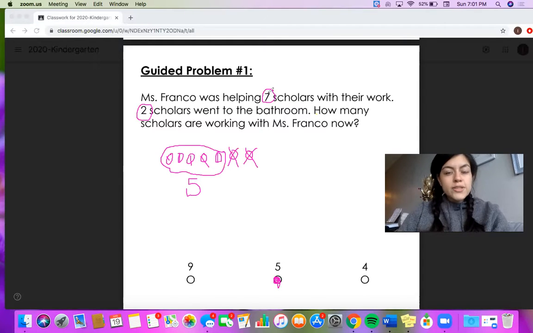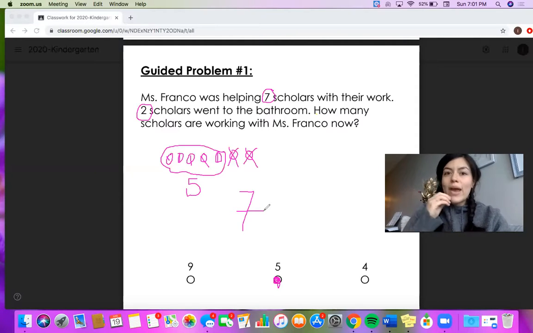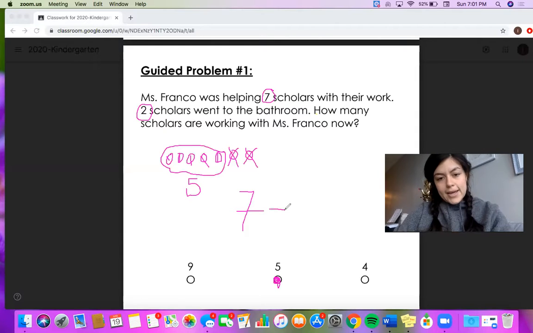So what was the first number we started off with? 7. That's how many kids were with Miss Franco at the beginning. Then some left. So whenever you hear something leaving or something being taken away or eaten, when something goes away, you have to use the minus sign. And then you find out how many were taken away, which was 2. And at the end, how many were left? We counted 5. So this equation would be 7 minus 2 equals 5.